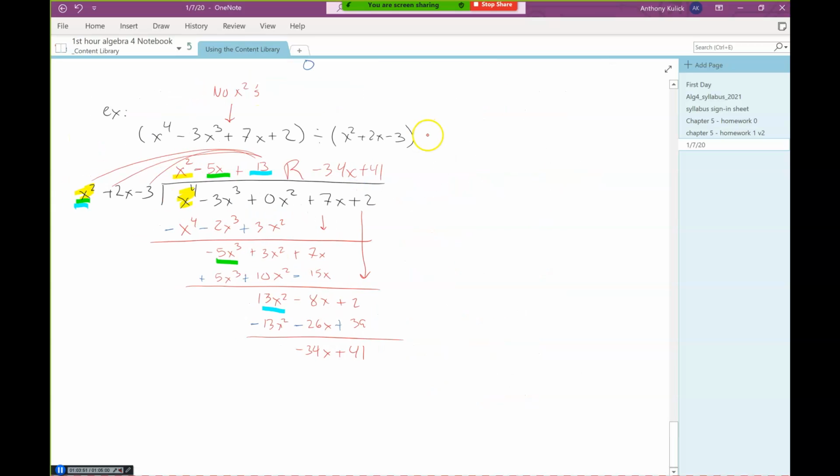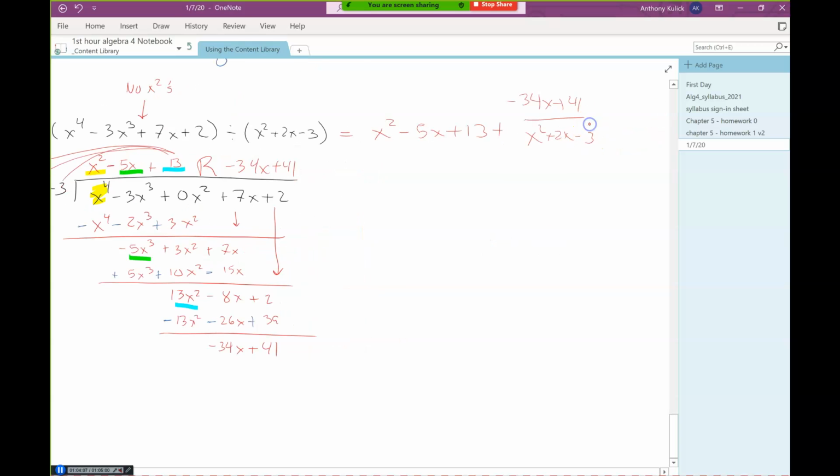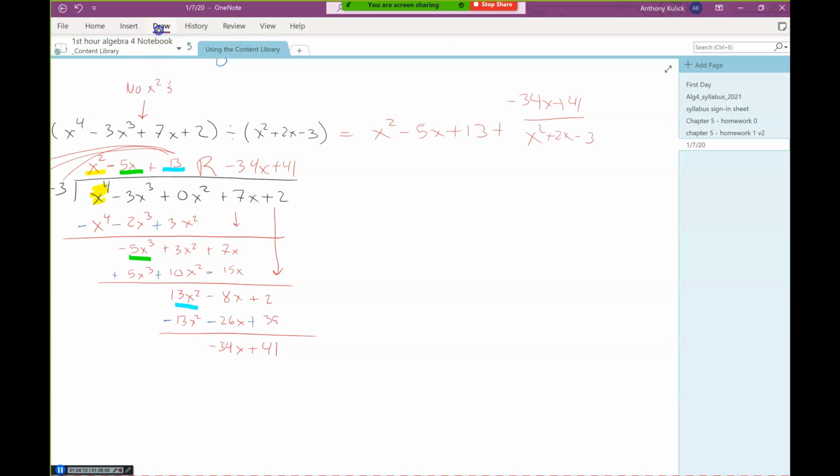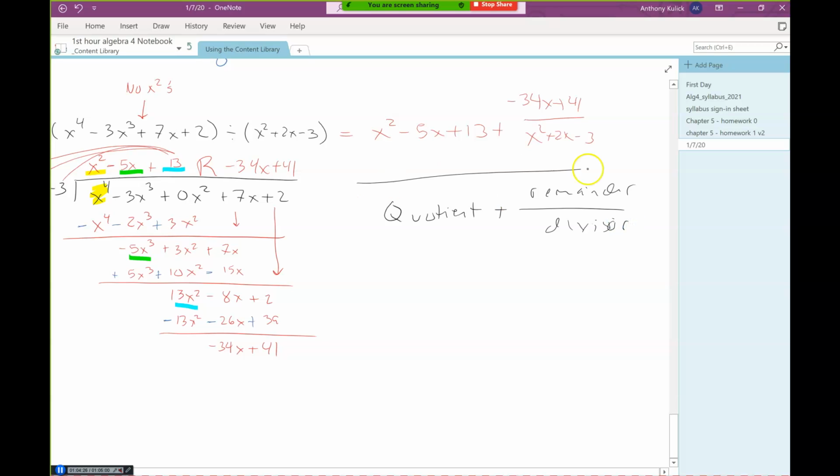So the way we'd write our answer then is that this is x squared minus 5x plus 13 plus negative 34x plus 41 over x squared plus 2x minus 3. Again, what we have here is quotient plus remainder over divisor. That's the format for all of our answers here.